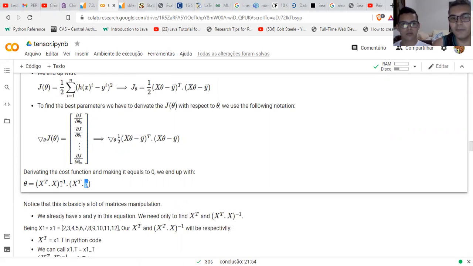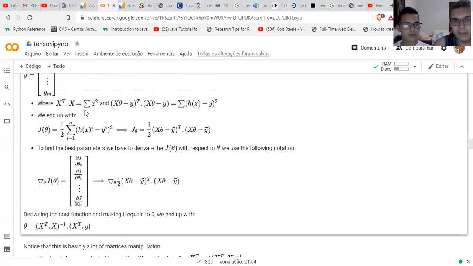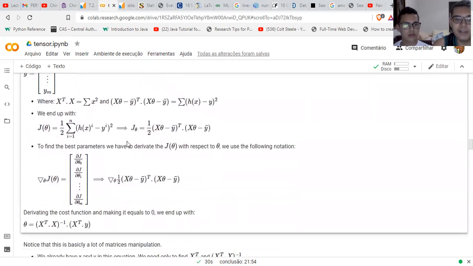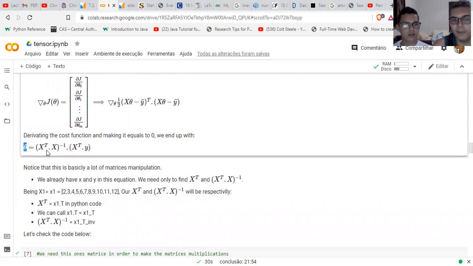In machine learning, if you try to do this for an SVM problem or a classification problem, this is not going to work, okay? Only for regression. And guys, all this math and algebra is just to say, well, we have a formula to find theta, only knowing x and y.